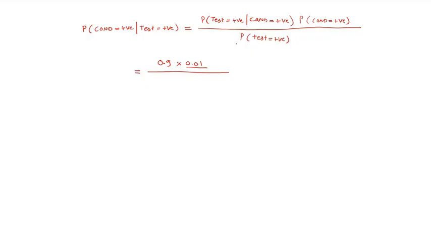So we are using the sum rule to calculate the denominator. Okay, now how to do that? So the denominator is equal to the probability of test is equal to positive given that condition is equal to positive, multiplied by the probability of condition equal to positive.